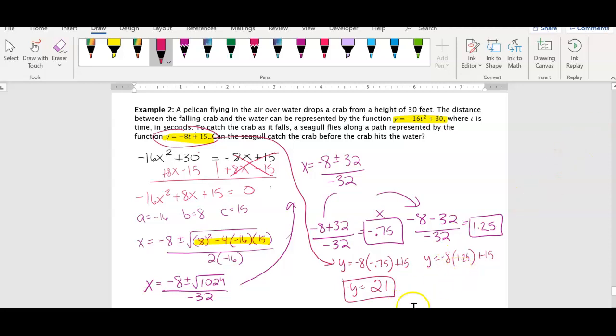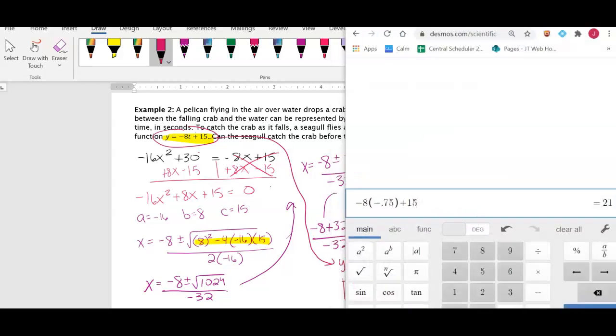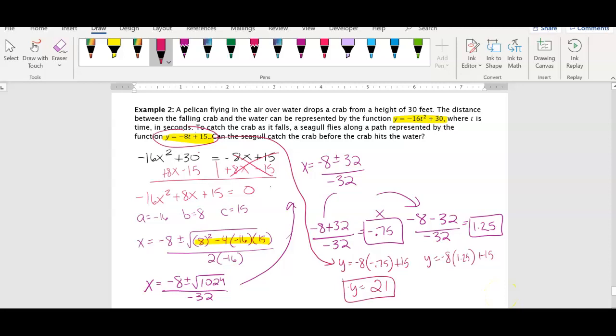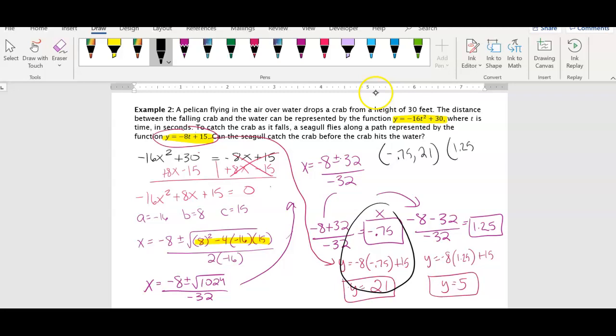And then the next one, put that in the calculator. I'm just going to change this number to 1.25. And I get 5. Okay, so our final places where these two things would connect, these two are your ordered pairs. So we have negative 0.75 comma 21 and then 1.25 comma 5.